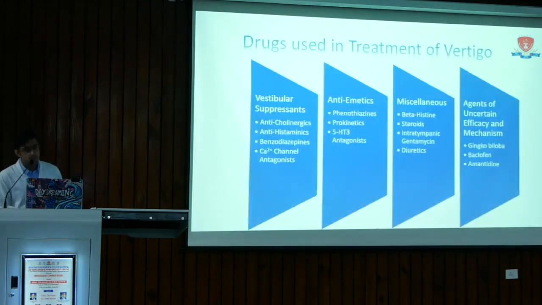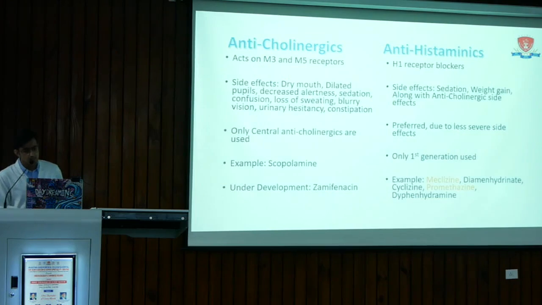Taking a look at the drugs used in treatment of vertigo, there are four major classes: vestibular suppressants, antiemetics, miscellaneous drugs, as well as agents of uncertain efficacy and mechanism. Taking a look at vestibular suppressants in a little more detail, anticholinergic drugs act on the M3 and the M5 receptors.